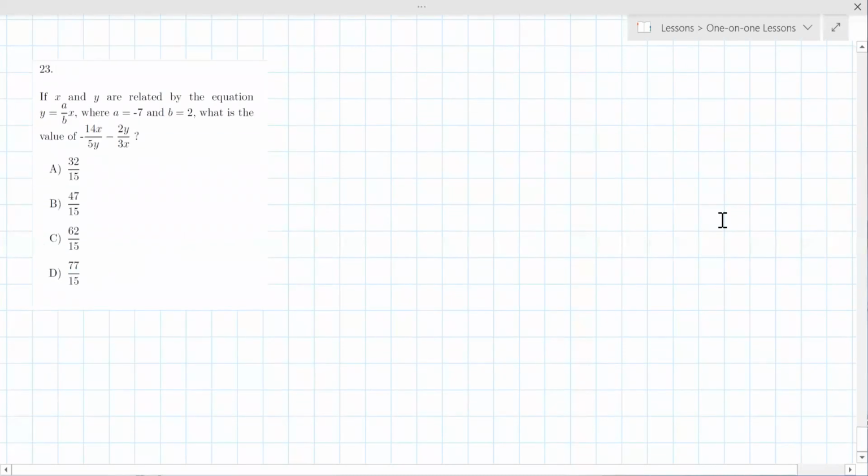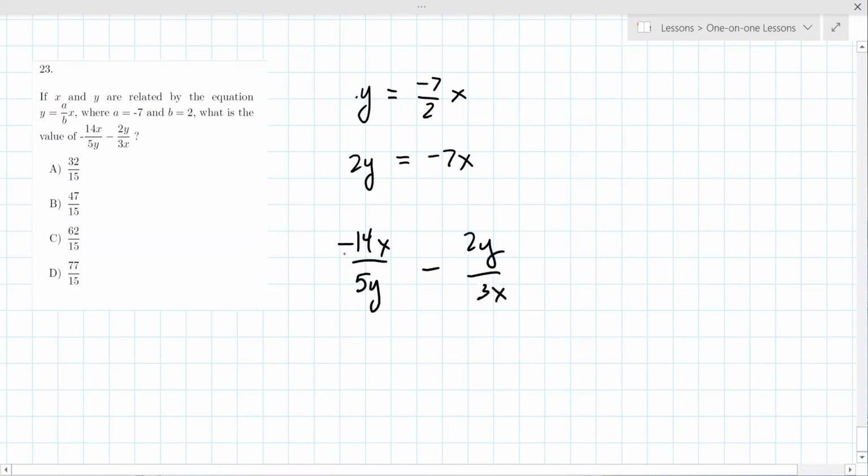Okay, so x and y are related by the equation here again. So we've got y equals -7 over 2 times x. And then you clear the 2: 2y equals -7x. So the first thing I'm looking at, what they're asking to find, they have -14x over 5y minus 2y over 3x. So we need to get -14x from -7x. That's pretty straightforward. You're gonna multiply both of those by 2. So 2 times 2y equals -7x times 2. 4y equals -14x. So instead of -14x, you're going to put 4y in the top.